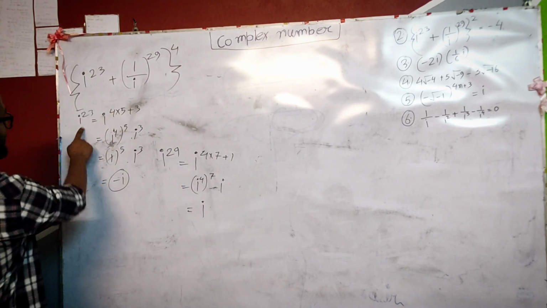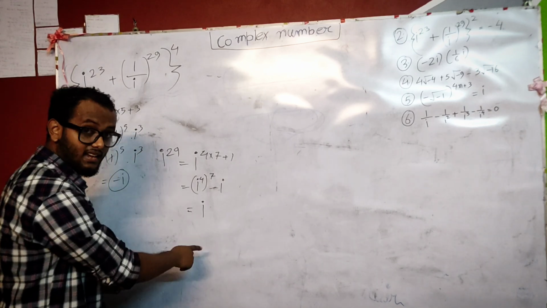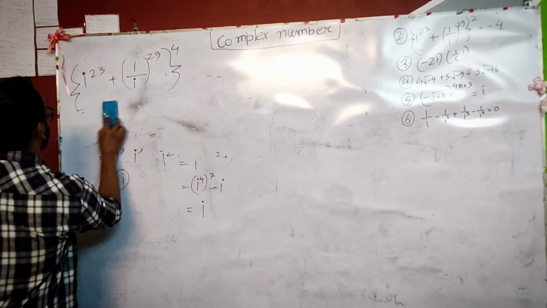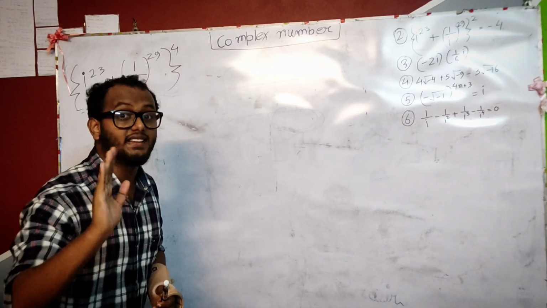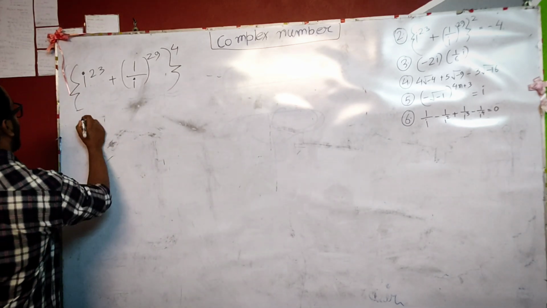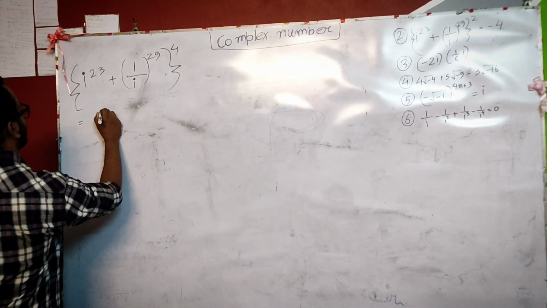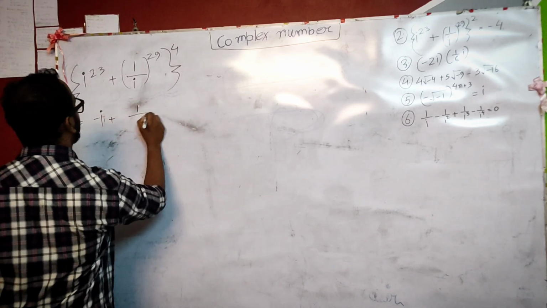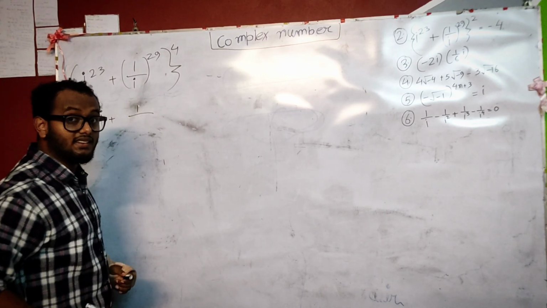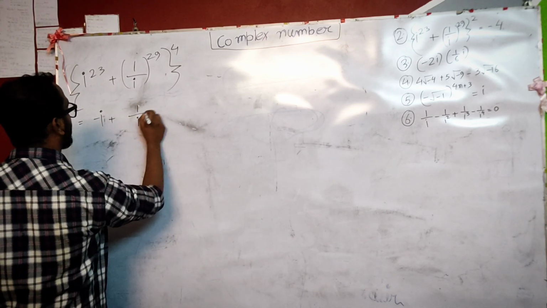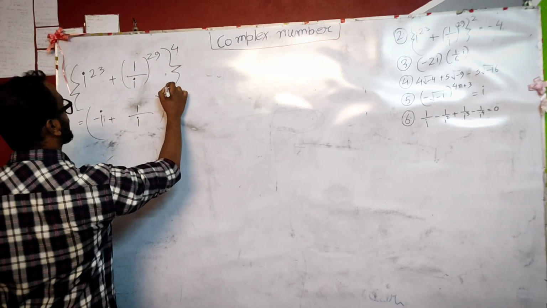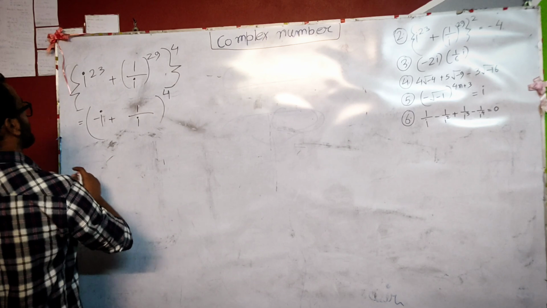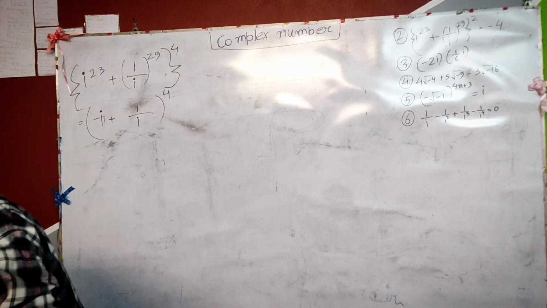Now i to the power 23 is minus i and i to the power 29 is i. So if we start from the left hand side, i to the power 23 is minus i plus 1 by i to the power 29, which is i to the power 4. Now wait a second, 4 or 2.